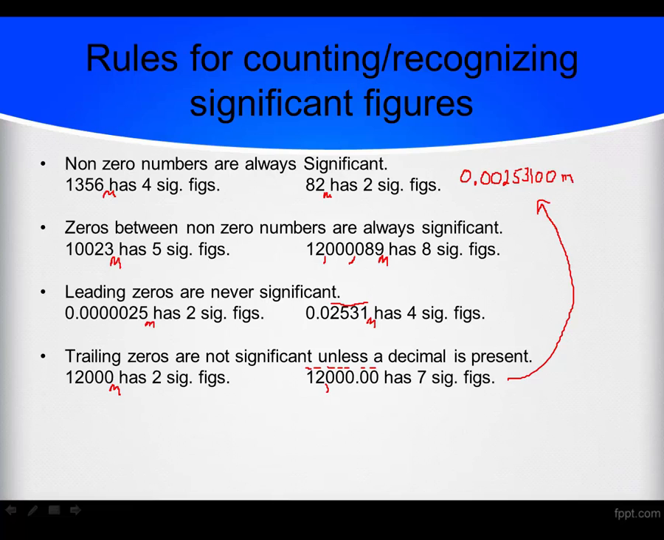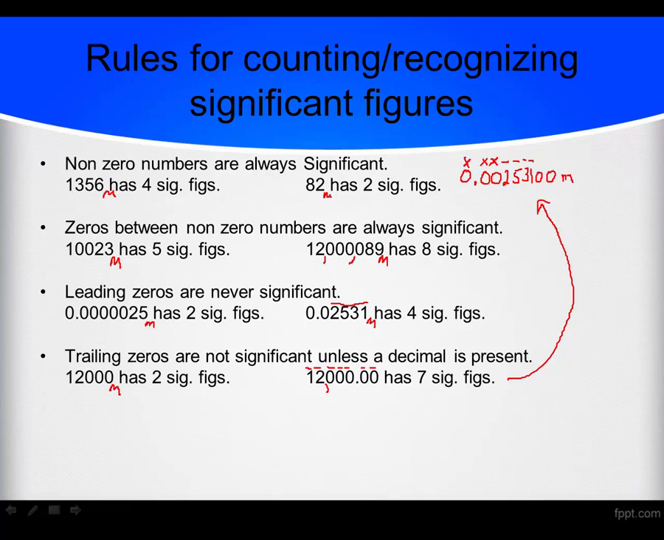So what we're seeing here, guys, is this. The zeros in the front are never significant. So this 0 is not significant, that 0 is not significant, and that 0 is not significant. The 2 is significant, the 5 is significant, the 3 is significant, and the 1 is significant because of the first rule. The fourth rule says trailing zeros are not significant unless there's a decimal present.